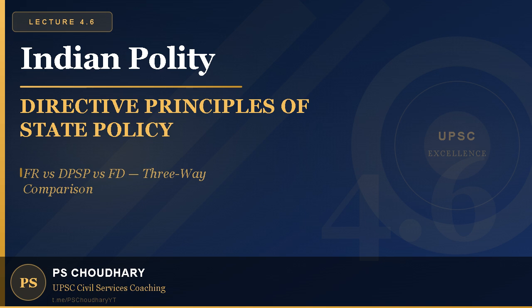Fundamental rights and directive principles can also conflict. The FR-DPSP conflict and its resolution through harmonious construction after the Minerva Mills case is what we covered in the previous chapter. That entire history is relevant here too.